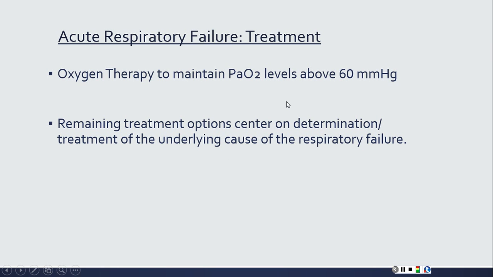Yeah, I mean, that's pretty self-explanatory. If we have a problem with respiration, or if we have an oxygenation issue, we're going to try to improve the oxygenation. The remaining treatment options are going to center on determination and treatment of the underlying cause of the respiratory failure. There's lots of different conditions that could cause respiratory failure.